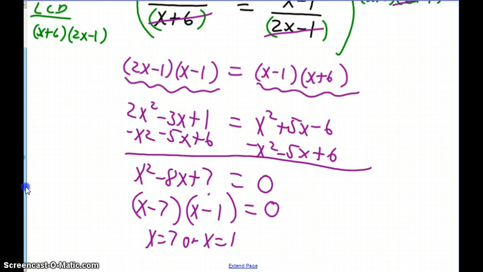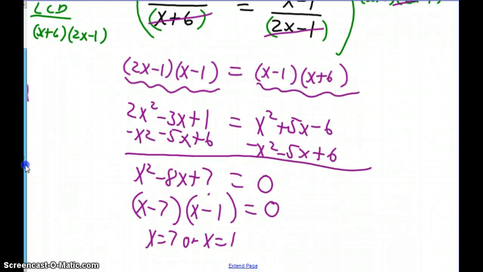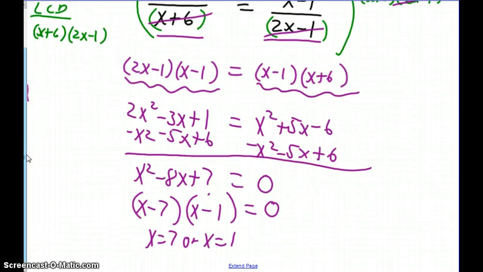However, you might have extraneous solutions. So what you now have to do is go back to the original problem and check to see whether either of these answers, 7 or 1, make any of these denominators into a 0. The answer is no, it won't. Therefore, this is indeed our answer.